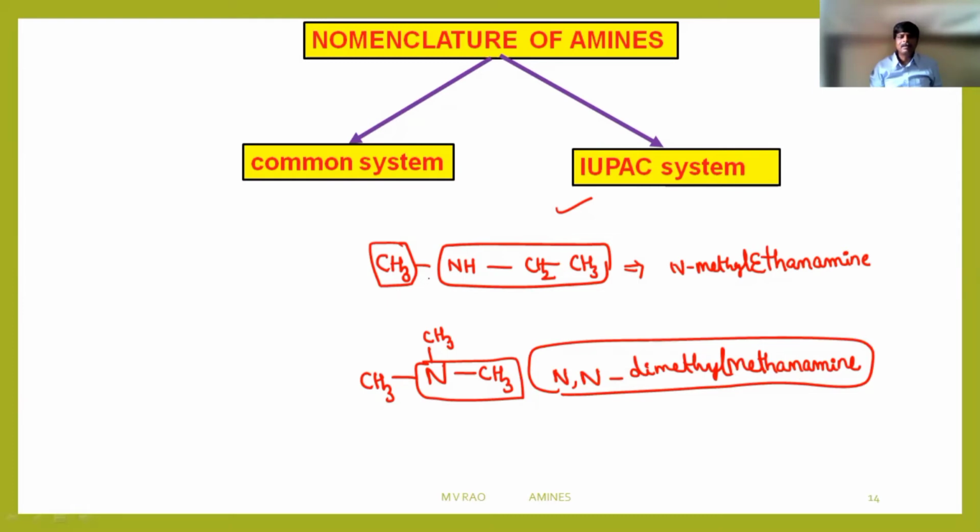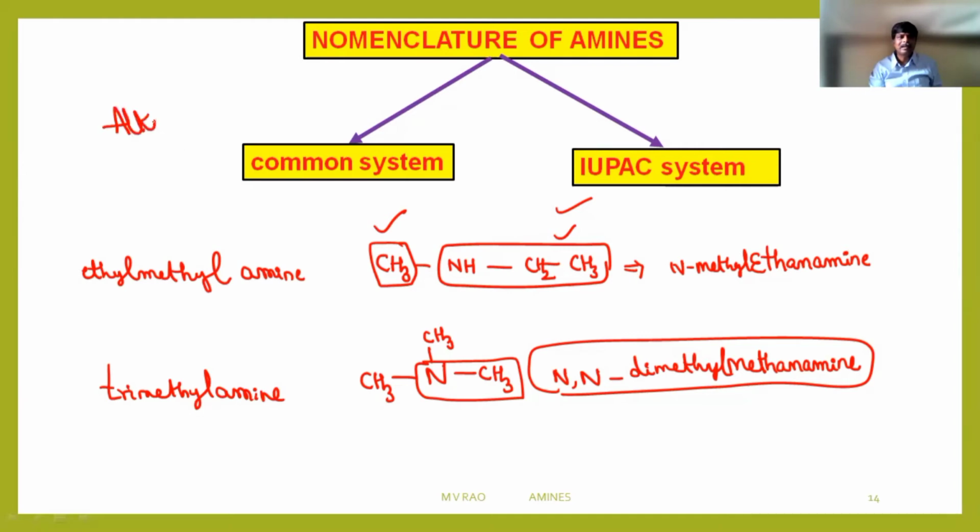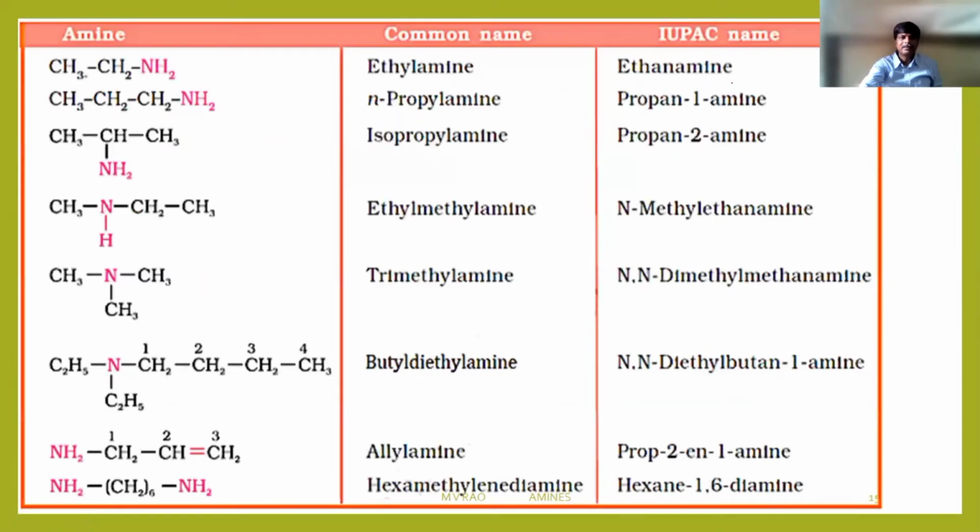For the same compound, the common name ends with amine. One is methyl, another one is ethyl. You have to write in alphabetical order: ethyl methyl amine. Here, three methyls are there, trimethyl amine. Once again, what is the general name in the common system? Alkyl amine. What is the general name in the IUPAC system? Alkanamine.